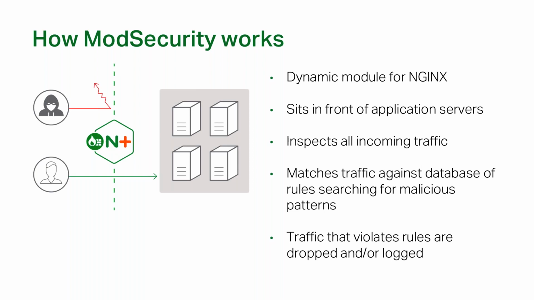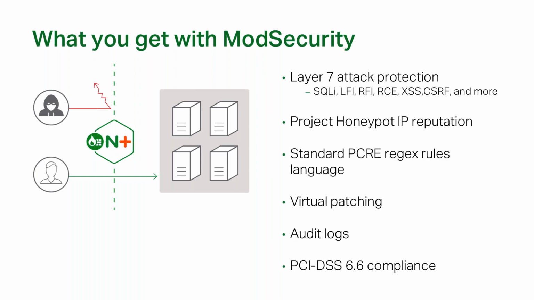You would configure NGINX to pass certain or all of your traffic through to ModSecurity for inspection, and ModSecurity matches that traffic against a database of rules, just like the Apache Struts rule we saw earlier on, searching for malicious patterns. You can then configure ModSecurity to handle matching traffic in a range of different ways. Drop it, maybe permit it but log it, or route it to a honeypot.